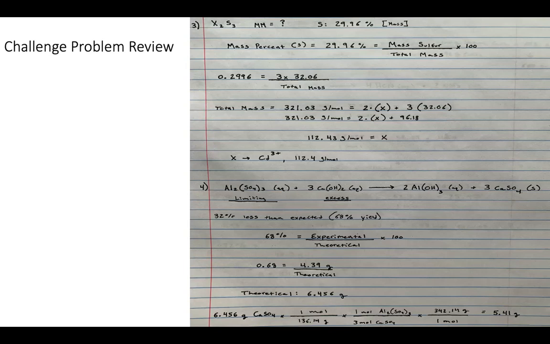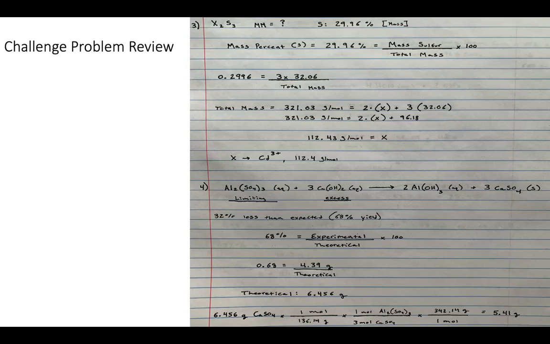But notice that the total mass of this compound is 2 times the molar mass of X, right? Because there's 2 of them in the formula, plus 3 times our mass of sulfur, right? Because the total mass we solve for still includes the mass of sulfur. And so what we do is we subtract the mass of sulfur from both sides and divide by 2 and find that X is equal to 112.43 grams per mole. Okay, so each atom that X represents is going to weigh 112 grams per mole.